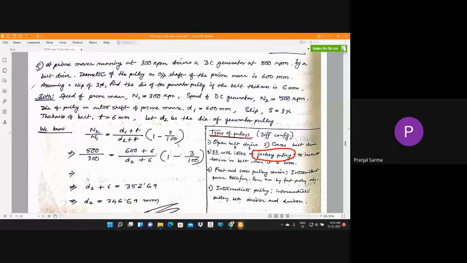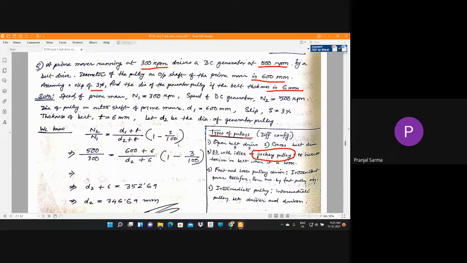So we are going to solve the numerical. It states that a prime mover running at 300 rpm drives a DC generator at 500 rpm by a belt drive. The diameter of the pulley on the output shaft of the prime mover is given as 600 mm. Considering a slip of 3%, you need to find the diameter of the generator pulley if the thickness of the belt is 6 mm. So write down the given data.